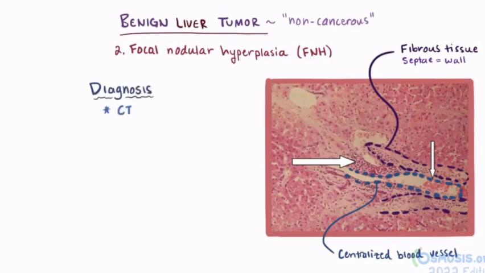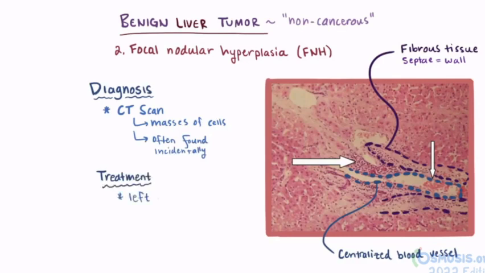Diagnosis is usually done by a CT scan, where you look for these masses of cells. In almost all cases, though, focal nodular hyperplasias are found incidentally during some other exam. Unless associated with pain, these benign tumors are typically left alone.